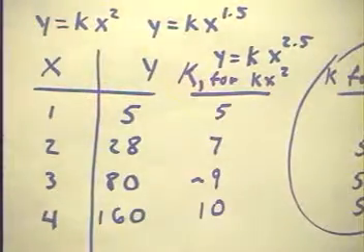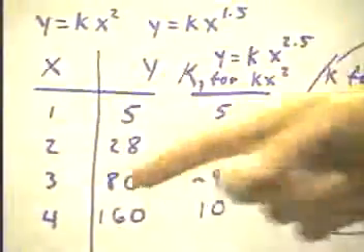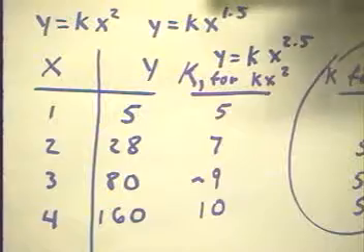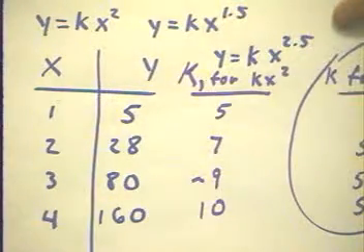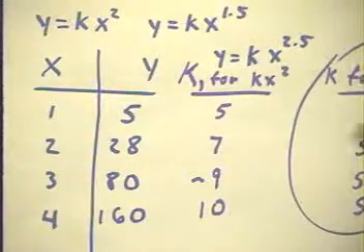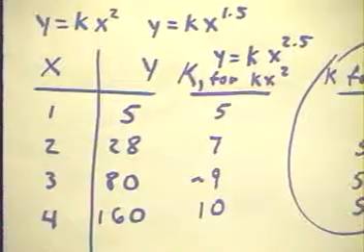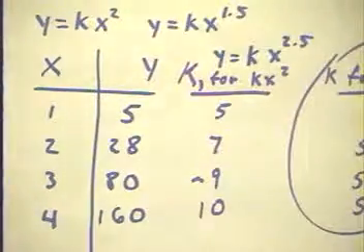The quiz problem for today was to take this data, this y versus x data, and determine which of the proportionalities, y equals kx squared, y equals kx to the 1.5, or y equals kx to the 2.5, is most appropriate. We can begin by examining the one in the middle, the kx squared.